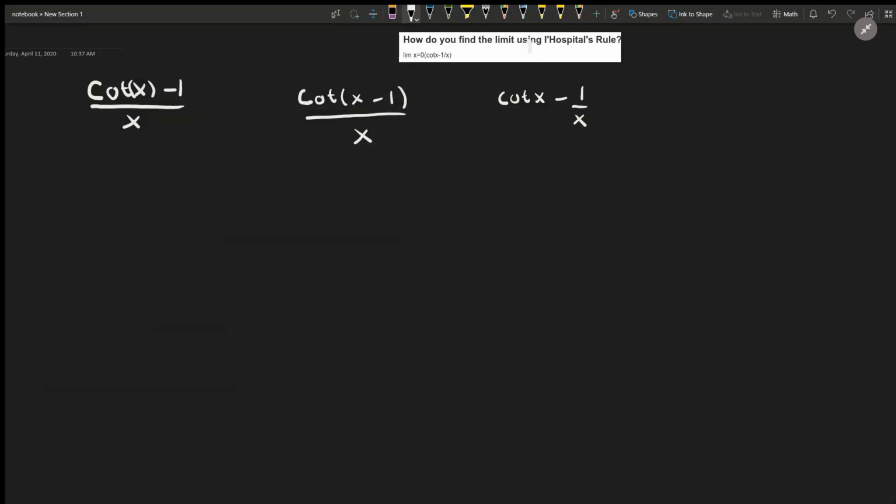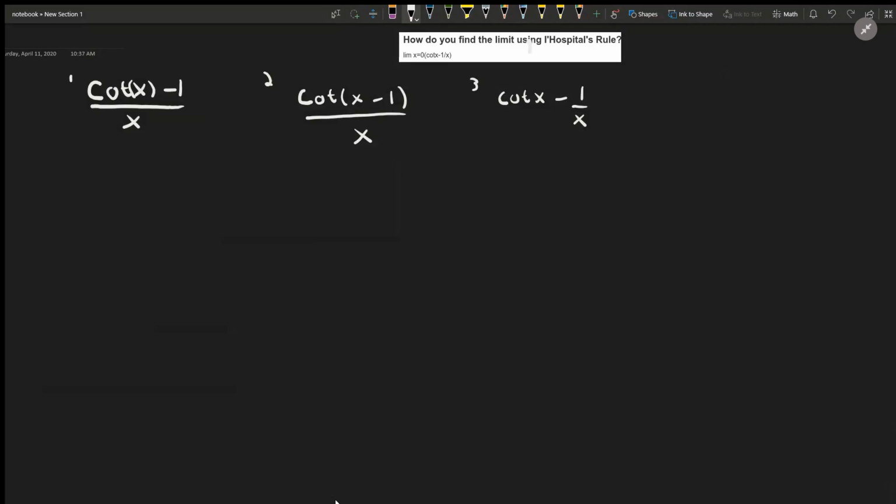Case number one here, I have cotangent of x minus 1 divided by x. That's case number one here. Case number two for your question might be cotangent of x minus 1 divided by x. So that's case number two. And in case number three, cotangent of x minus 1 over x. And case number three is how a calculator would have read your question. Like if you type that into a calculator, this is how it would read it. Cotangent of x, then minus 1 over x being its own separate thing. So we'll just go through this and see which one is right for you.